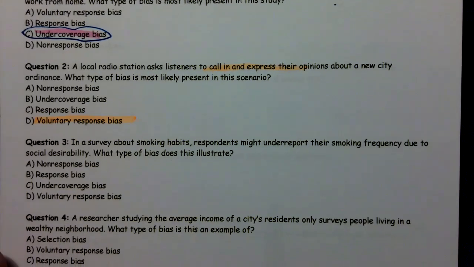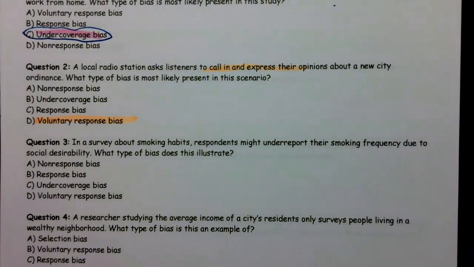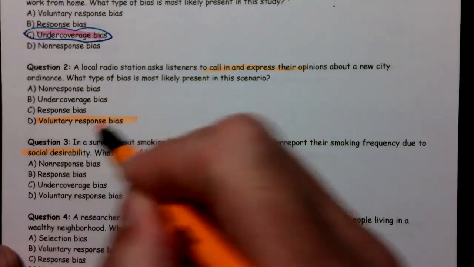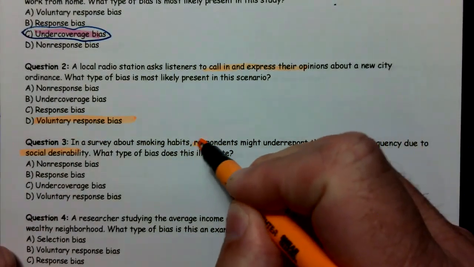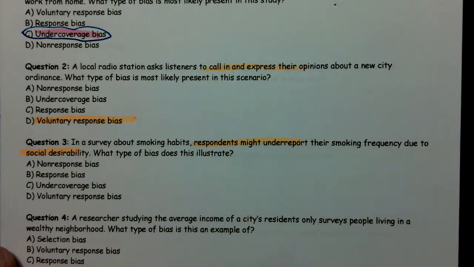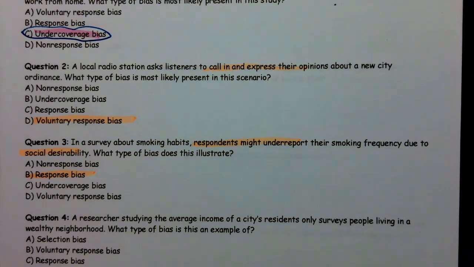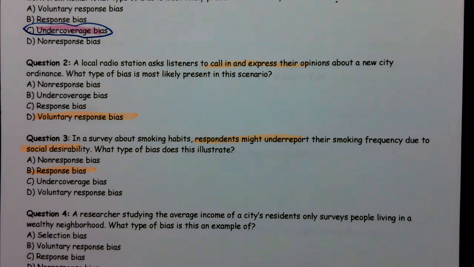In a survey about smoking habits, respondents might underreport their smoking frequency due to social desirability. If you are lying or misrepresenting it in your response, it's because of response bias. This was a sensitive question. I don't want to admit to smoking 6 packs a day.